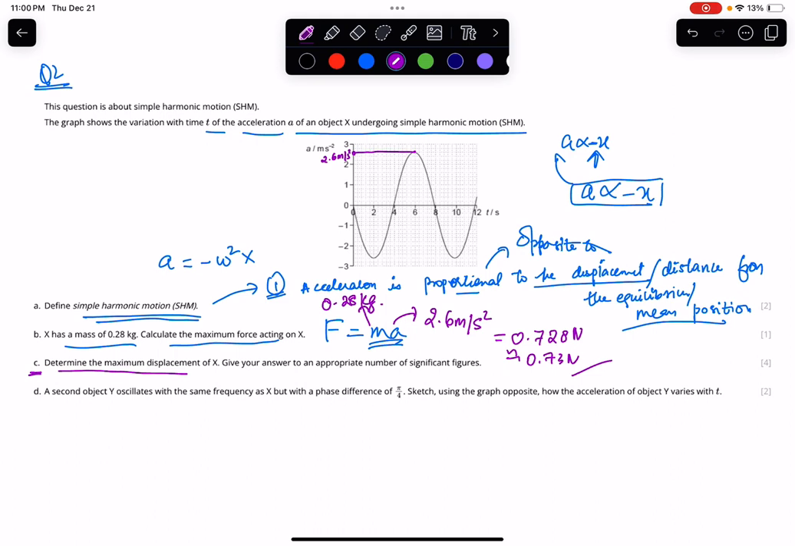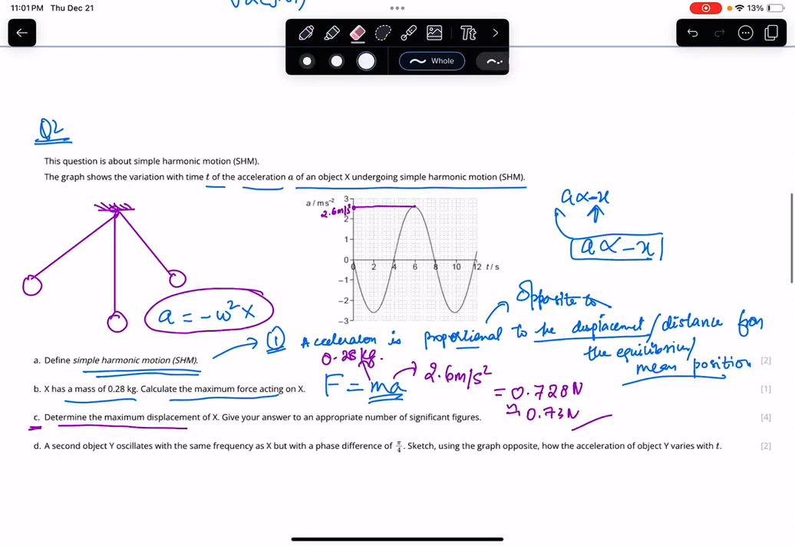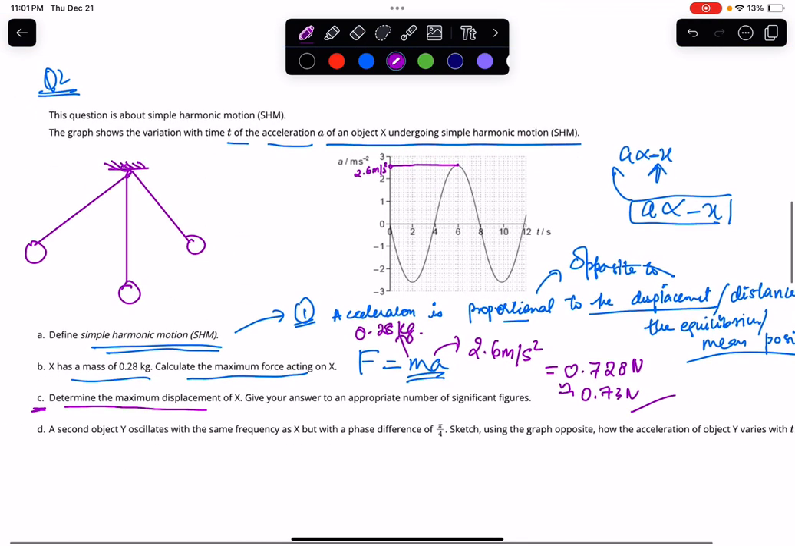All right. So the way we can see it is that the acceleration is negative omega squared x, right? And what we can also find is that if you have a simple pendulum, a simple pendulum over here, then this is how the simple pendulum would be working.